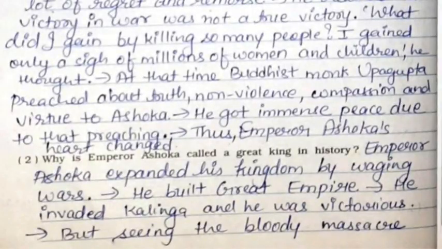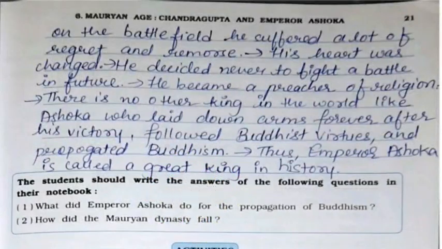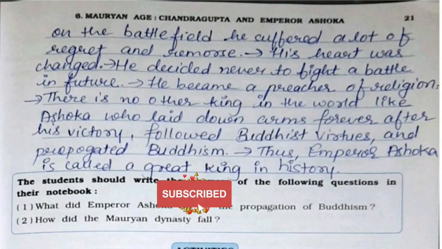At that time, Buddhist monk Upagupta preached about truth, non-violence, compassion and virtue to Ashoka. He got immense peace due to that preaching. Thus, Emperor Ashoka's heart changed. Second one, why is Emperor Ashoka called a great king in history? Emperor Ashoka expanded his kingdom by waging wars. He built a great empire. He invaded Kalinga and he was victorious. But seeing the bloody massacre on the battlefield, he suffered a lot of regret and remorse. His heart was changed. He decided never to fight a battle in future. He became a preacher of religion.